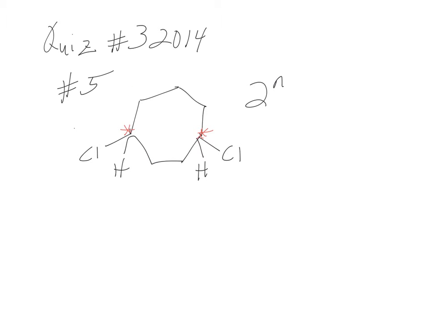Now the trick here is, normally you say 2 to the n, where n in this case would be 2, so you'd say, oh, there's 4 stereoisomers. That's not the case here because this molecule has some symmetry down the middle. What that's going to cause is that you're going to have fewer stereoisomers than you'd expect, because some of these stereoisomers are going to be meso. There's going to be 2 meso compounds, and they're going to be exactly the same.